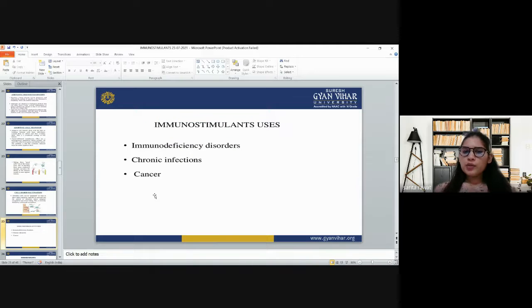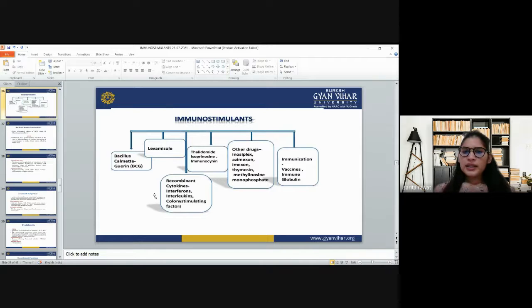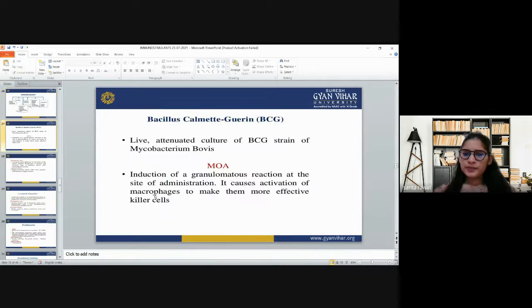Now, immunostimulants are used in immunodeficiency disorders, chronic infections, and in cancer. These are the immunostimulants we have: BCG, then thalidomide, and other drugs we have, such as imiquimod, methyl inosine monophosphate. Then immunizations, we have vaccinations and immune globulin. Then we have recombinant cytokines, interferons, and interleukins.